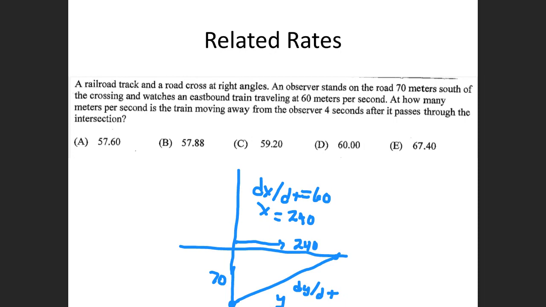This value is 70. This value y, I'd have to use my calculator and figure out what y is equal to. So 240 squared plus 70 squared, and then take the square root of that. My calculator was turned off. All right, so the square root of 62,500 is 250. Okay, so this value is 250. So I have all these values. I just have to figure out what dy dt is.